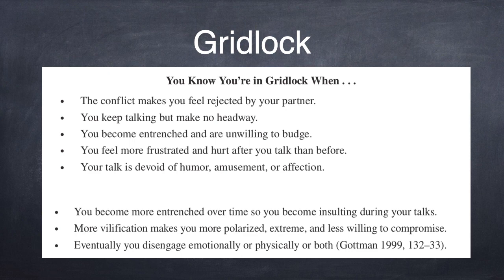And your talk is devoid of humor, amusement, or affection. It's just talk. There's no indication that you're trying to connect with the other person. You may become more entrenched over time, so you become insulting during your talk. This is when things might begin to escalate in negative ways. More vilification makes you more polarized, extreme, and less willing to compromise. Compromise is one of the 5 choices that you have to approaching conflict, which you will learn about in Chapter 5. Eventually, you may disengage emotionally or physically or both.